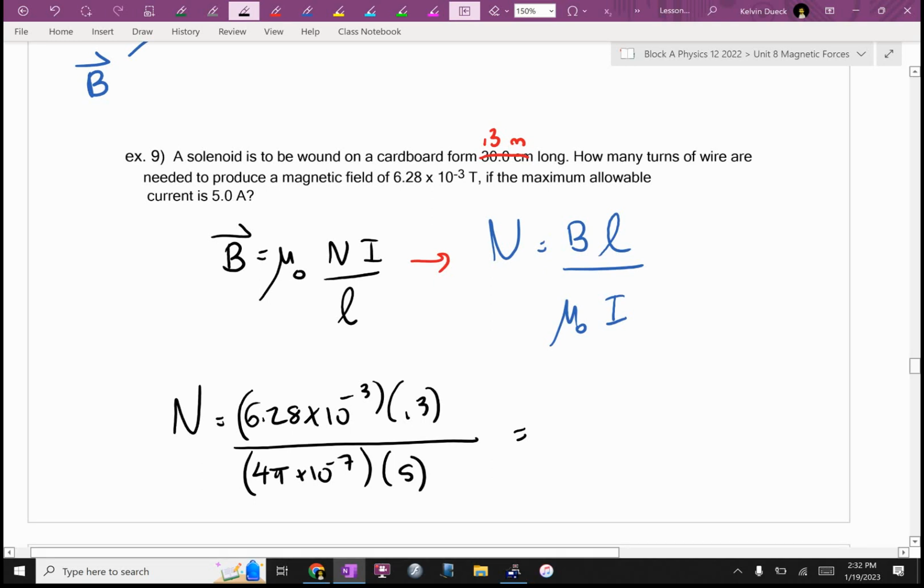I tried to make this one work out almost evenly. I'm hoping you get an answer like 0.999 or a whole number, because technically it should be a whole number of turns. Finley, what'd you get? 4,998? No. 299? Anybody else? Is it 299? Is that right? I'm seeing a lot of shake. Yes? 299.84. How many turns? 300.